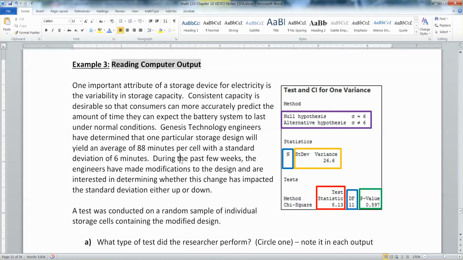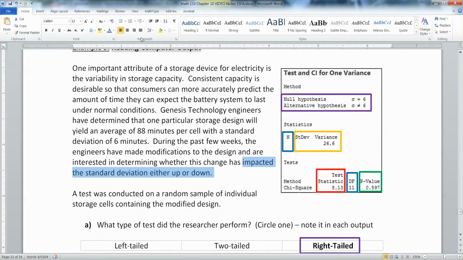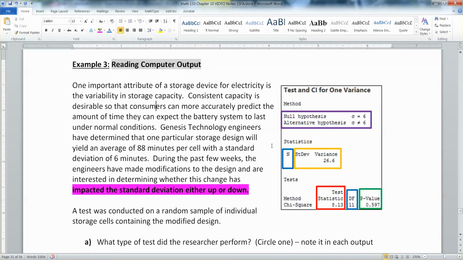During the past few weeks, the engineers have made modifications to the design and are interested in determining whether this change has impacted the standard deviation either up or down. Ooh, either up or down. Interesting. So that sounds to me like it's going to be a two-tailed test. And when we look over here, with the computer output, which I've already highlighted with a few different colors, you can see in the purple box up here that indeed it is a two-tailed test. Standard deviation up or down, meaning two-tailed, could go either direction.